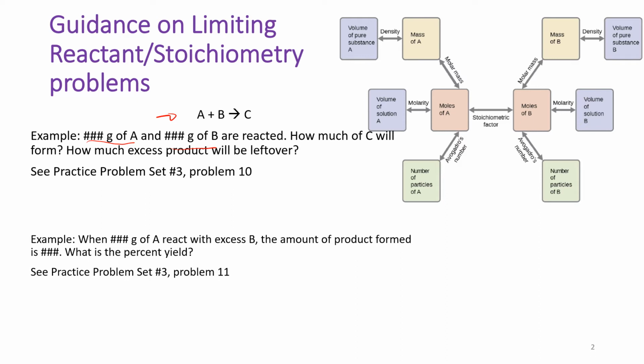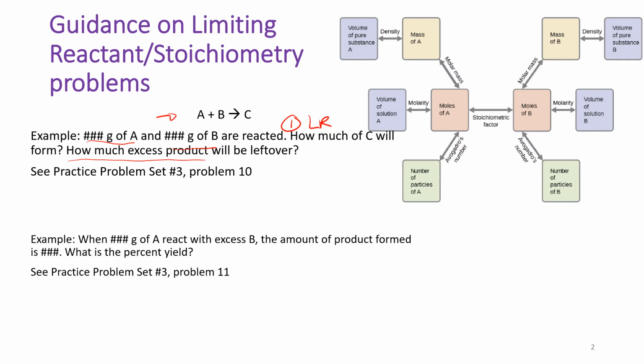So our first problem is asking for the limiting reactant. Anytime you are given two masses and then the question asks how much of the product is formed, that means you need to do the limiting reactant test. And then from there, you can calculate a bunch of other things. But first, our first step is to find the limiting reactant. So you're going to go through the same process.